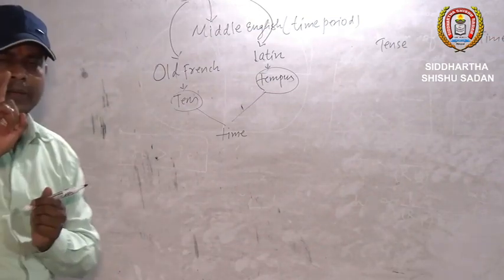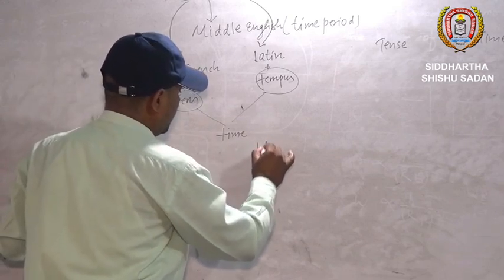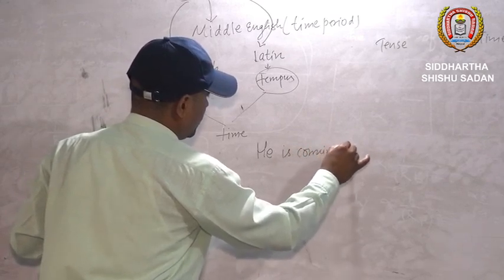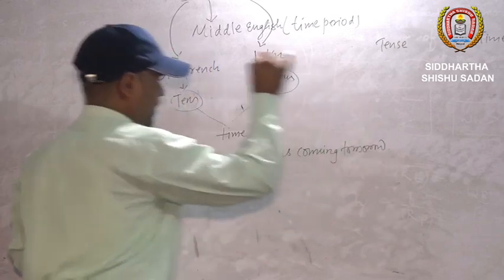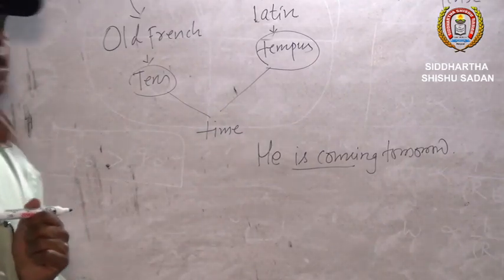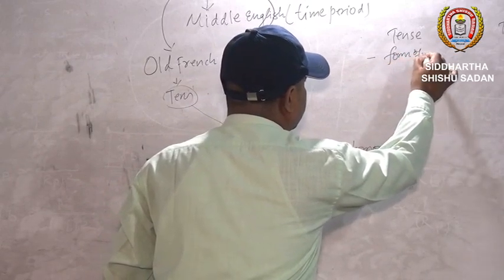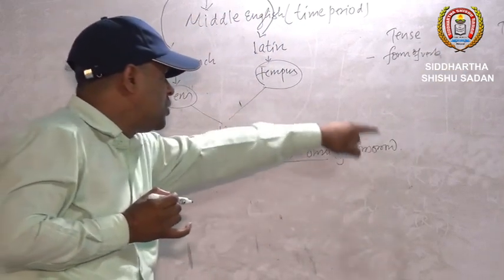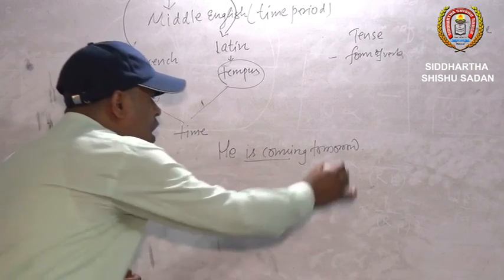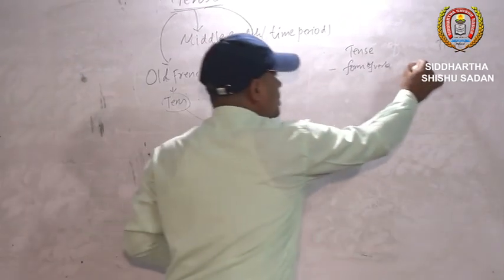See, first thing, let me give you one example here. He is coming tomorrow. Tense always denotes the form of verb. First point here, dear students, tense denotes the form of verb, whereas time denotes the meaning. Structurally, this is present continuous tense. But if we talk about the meaning of the verb, it is future. So time denotes the meaning of the verb.